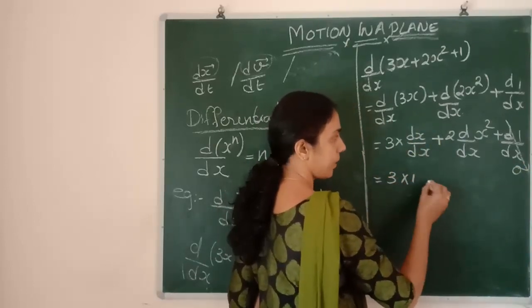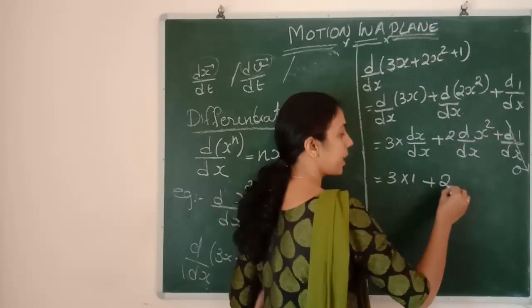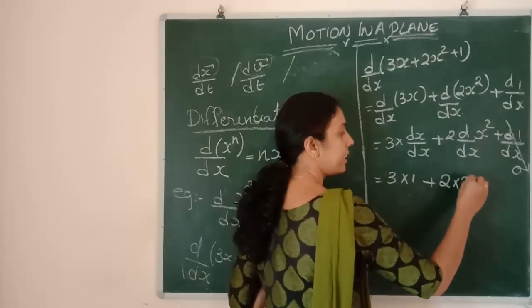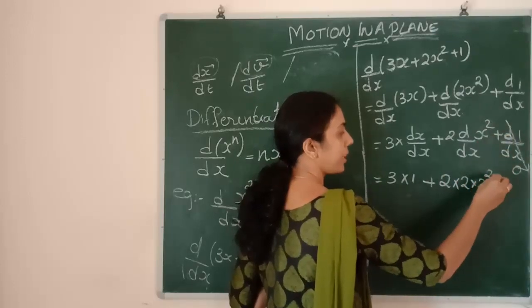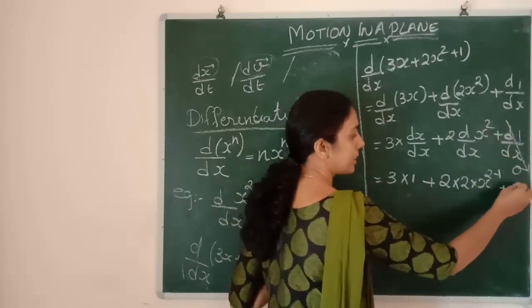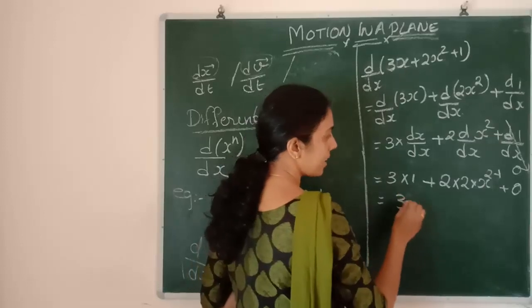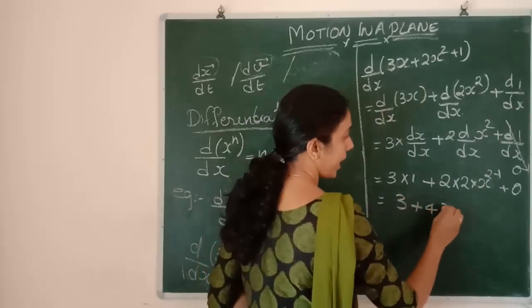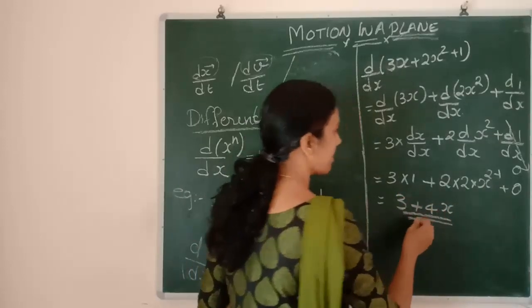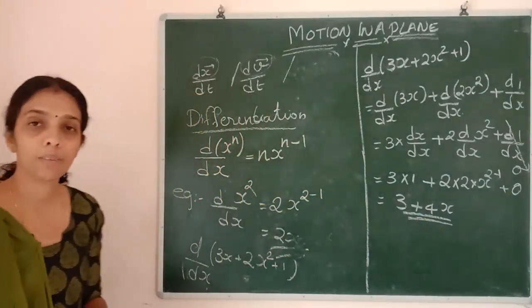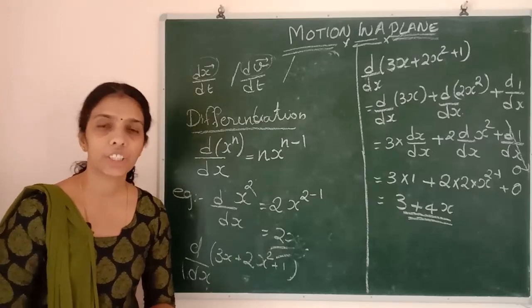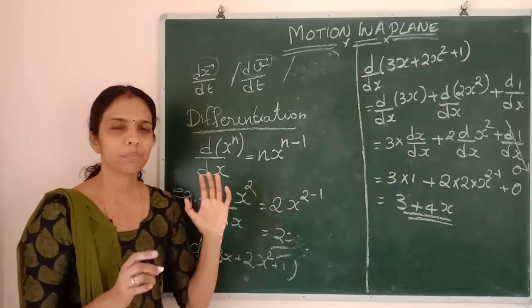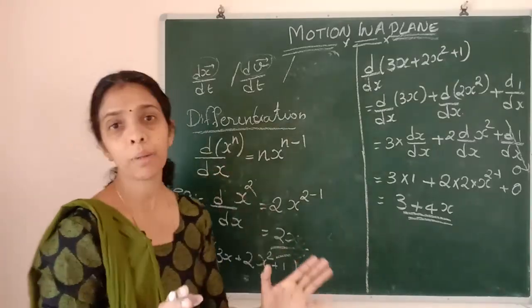So this is 1. Here you differentiate and tell me: 2 into 2 into x to the power 2 minus 1 plus 0. So you will get 3 plus 4x as the answer, because the differential of a constant is equal to 0. So this is how we will be differentiating. This is 100% purely mathematical only.